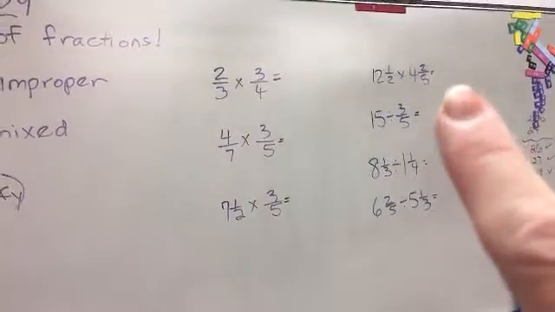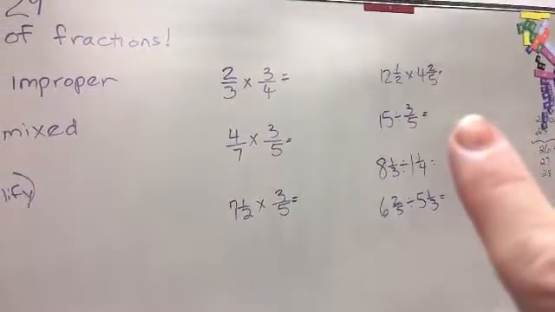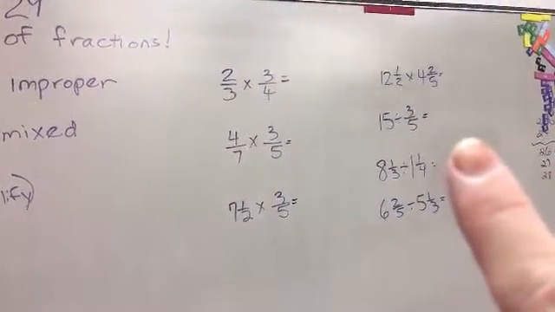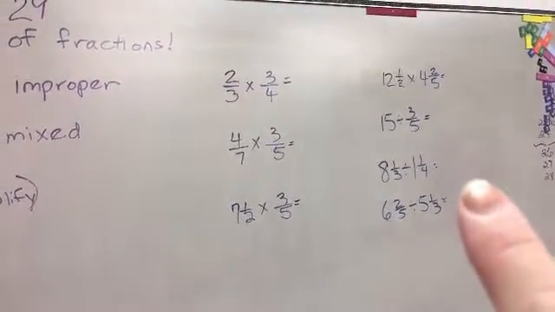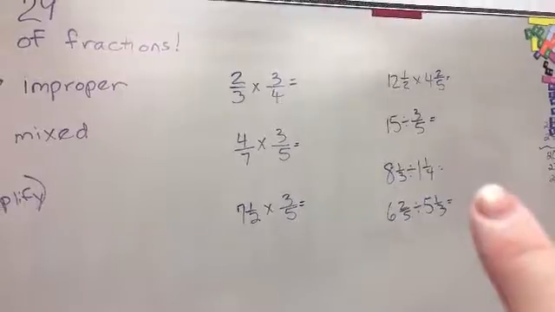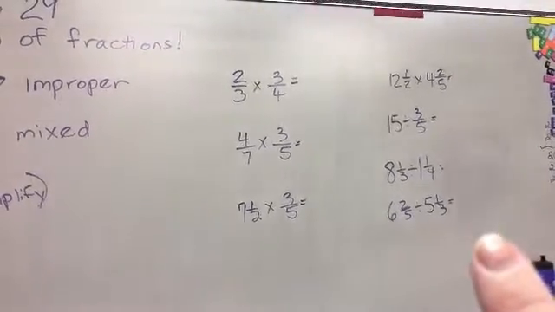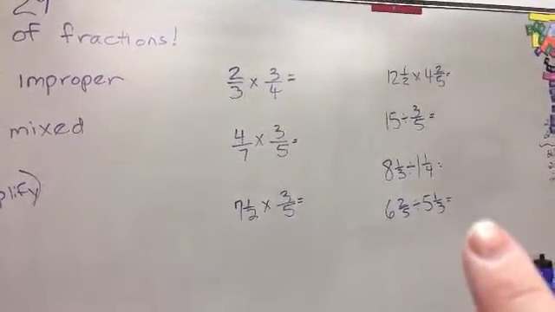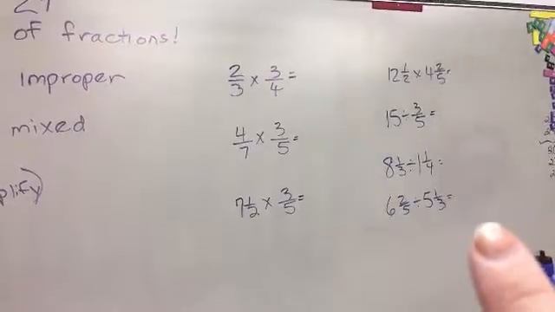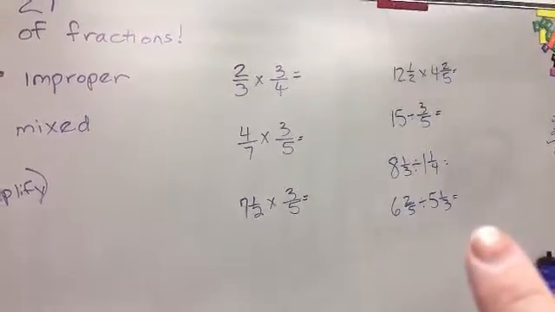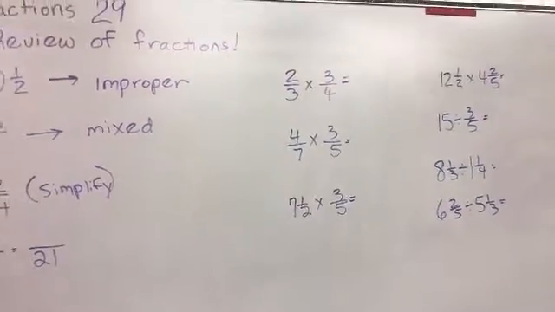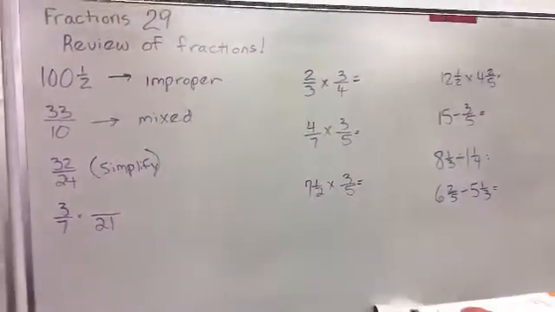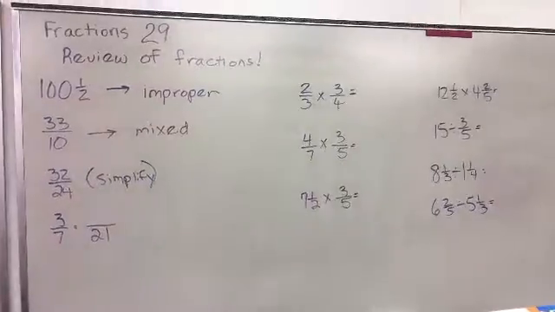12.5 times 4 2/5. 15 divided by 3/5. 8 1/3 divided by 1 1/4. 6 2/5 divided by 5 1/3. So get all of those marked down and scan it so that you can see anything that you've missed.